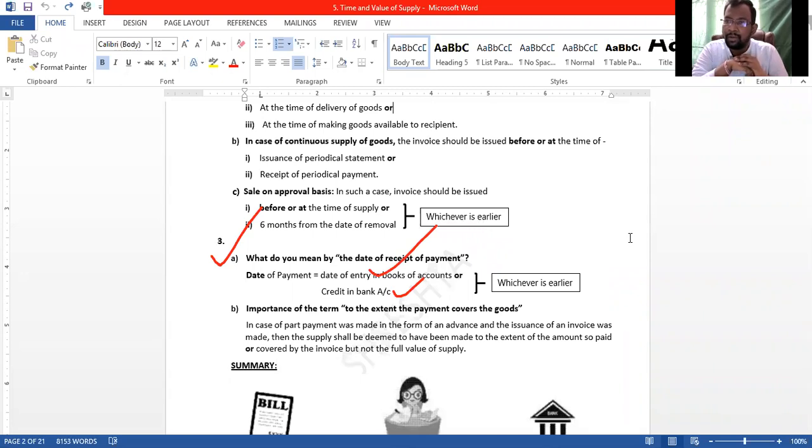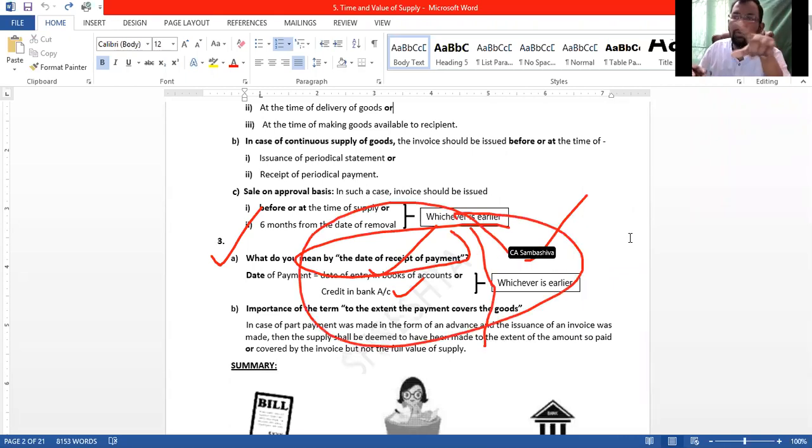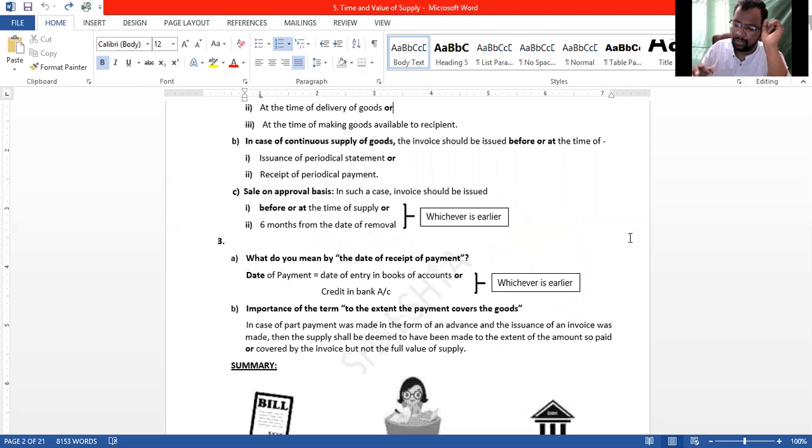మరి ఇప్పుడు ఈ 2 different dates లో which date should I consider as date of receipt of payment? What they have said, whichever is earlier. Date of entry into the books of account or date of credit to the bank account, whichever is earlier. So that earlier event you have to consider as date of receipt of payment. You should follow this when you have received the payment through check. Check ద్వారా రిసీవ్ చేసుకున్నప్పుడు ఈ ప్రాసెస్ అంతా ఫాలో అవ్వాలమ్మా.